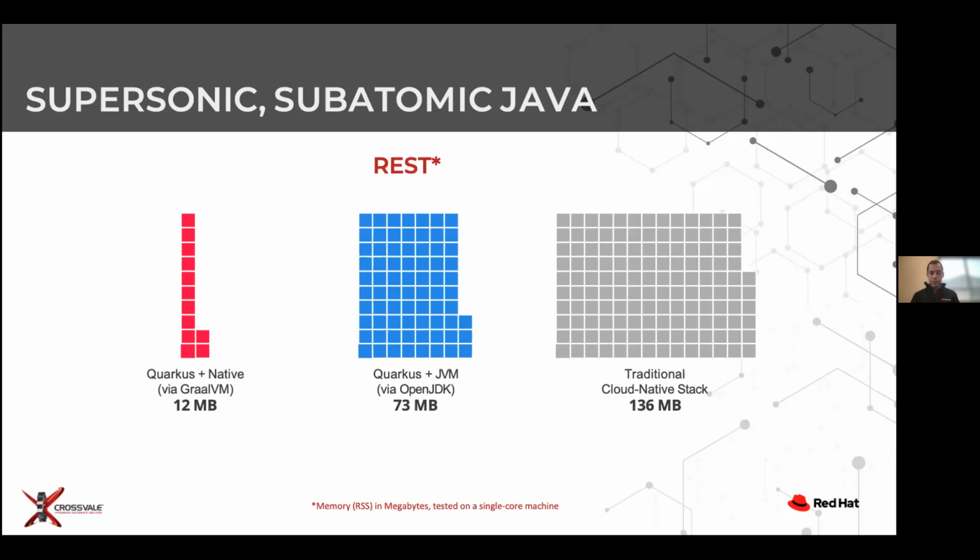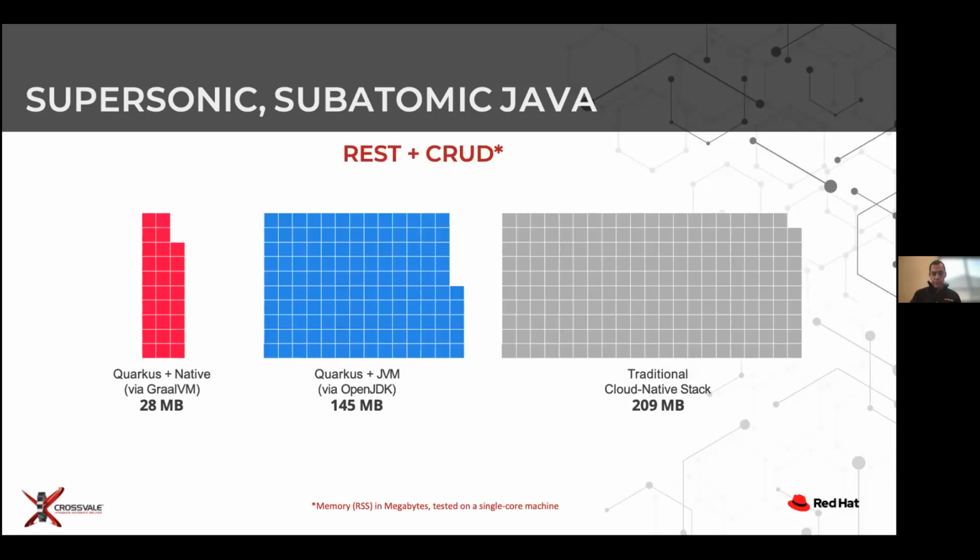If we look at the footprint of a Quarkus, we are talking about 12 megabytes. This is what Todd was alluding to earlier. On a Quarkus plus JVM, this is 73 versus 140 almost. So it's half of the size, and it is very, very thin when we do Quarkus plus native. Let's go to the next slide, please.